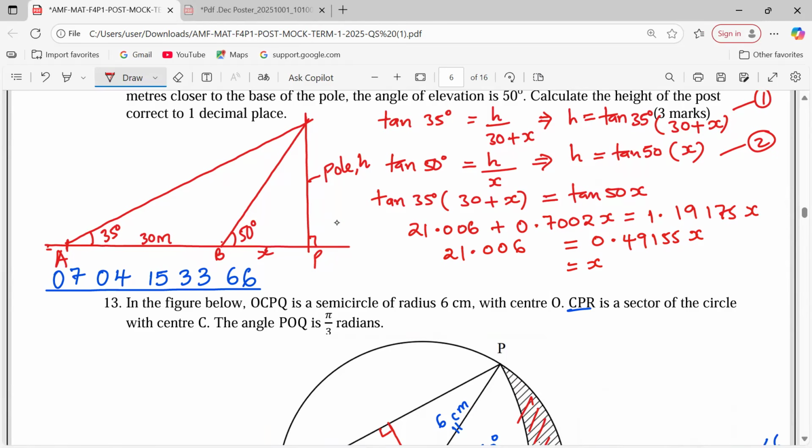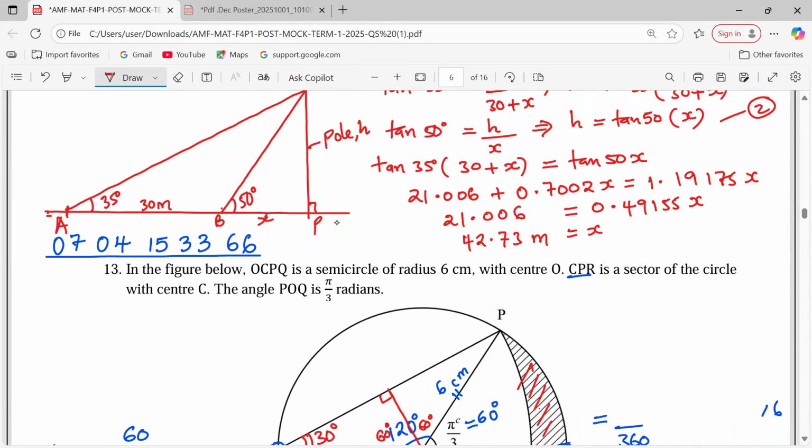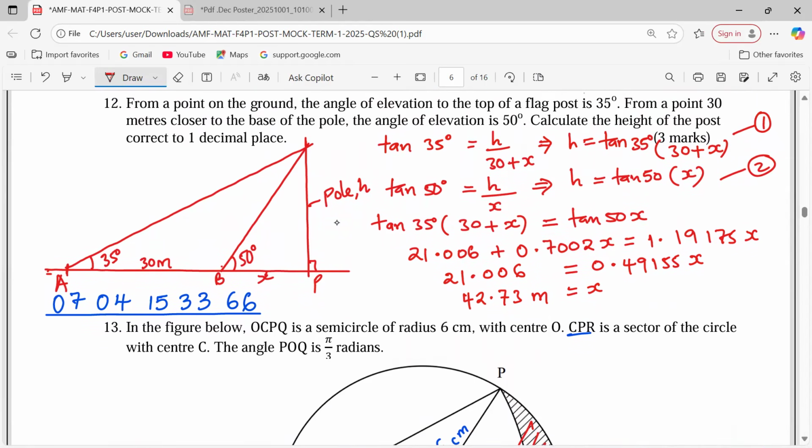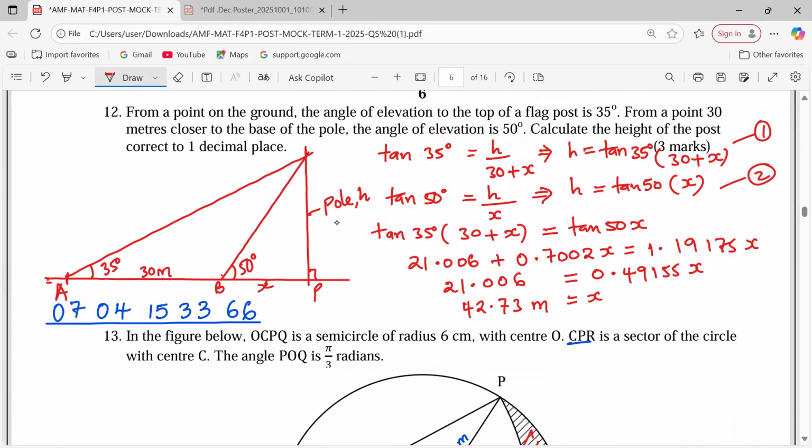How can we remain with x? To remain with x, we divide through by 0.49155, and this gives us 42.73 meters. So x is 42.73. If we've gotten x, then we can express h.